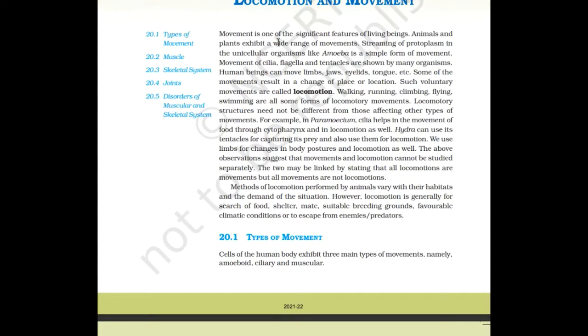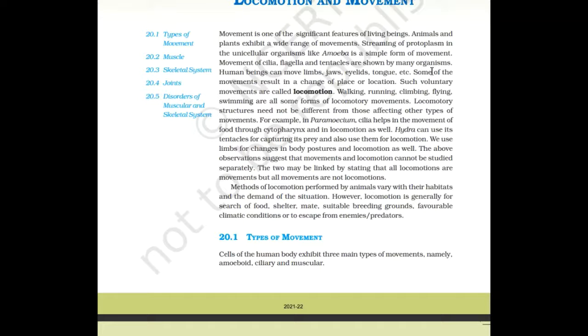Movement is one of the significant features of living beings. Animals and plants exhibit a wide range of movements. Streaming of protoplasm in a unicellular organism like amoeba is a simple form of movement. Movement of cilia, flagella, and tentacles are shown by many organisms. Human beings can move limbs, jaws, eyelids, tongue, etc.